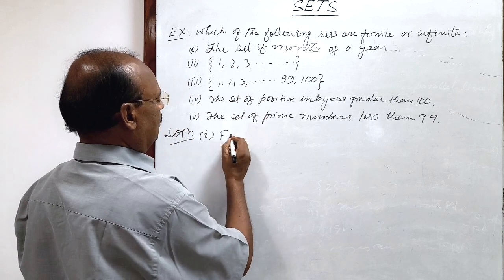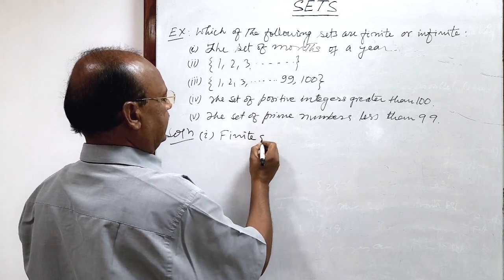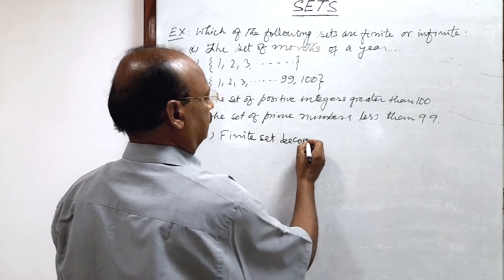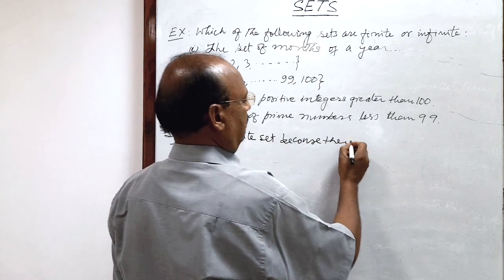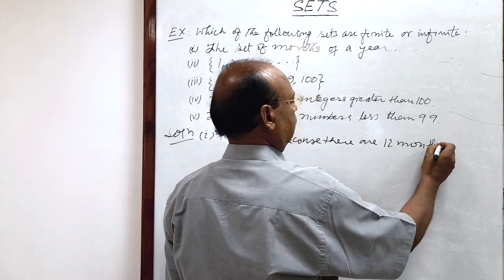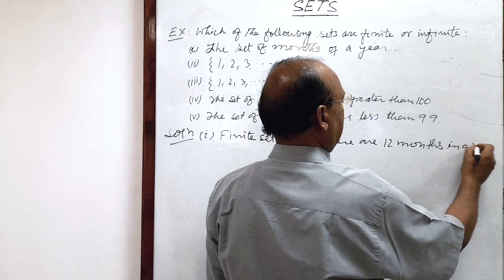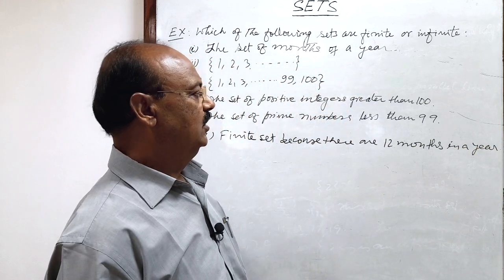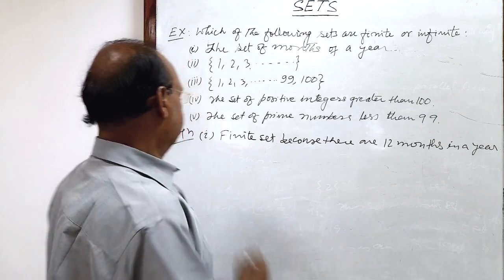This is example of finite set because there are 12 months in a year, means finite number of months, finite number of members of the set. So this is known as finite set.